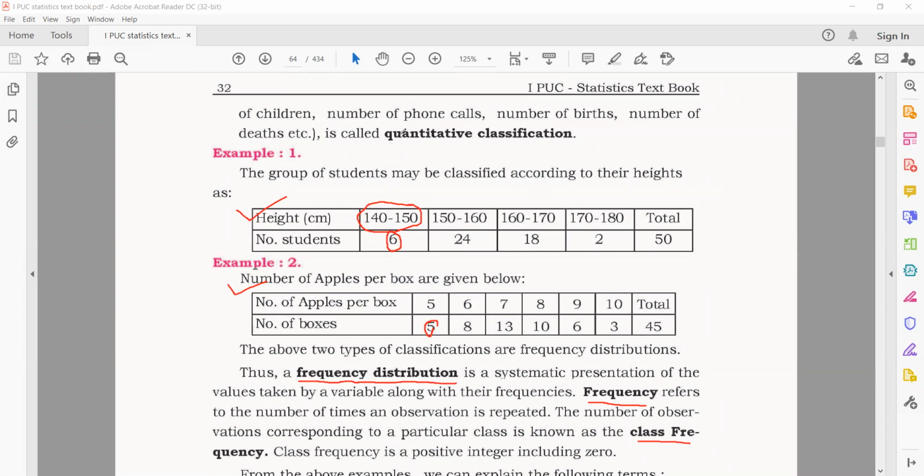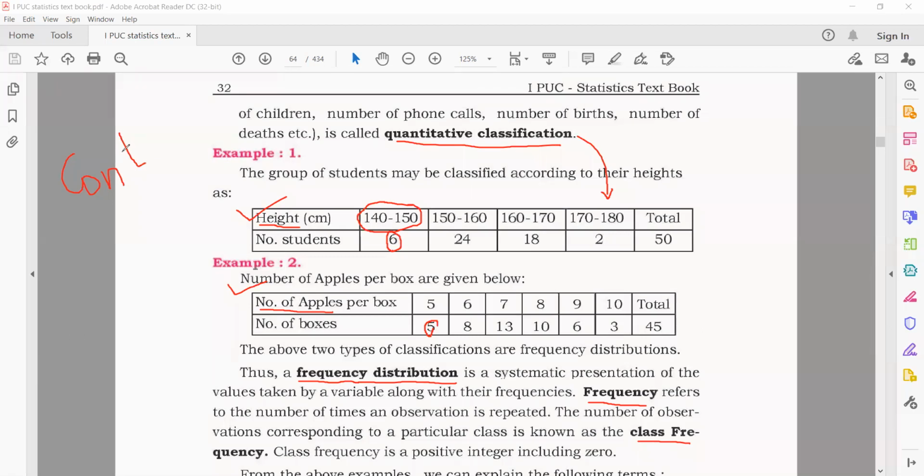So I could say quantitative classification leads to what is called a frequency distribution. If you are using any quantity to come up with a classification, then we end up getting a frequency distribution. And there are basically 2 types of frequency distributions when it comes to univariate data: continuous frequency distribution and discrete frequency distribution. So we should first understand what is continuous, and then what is discrete.